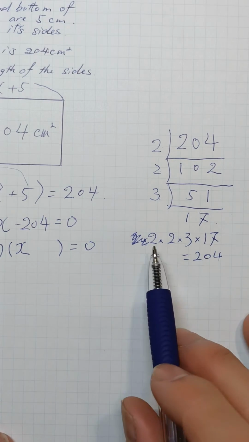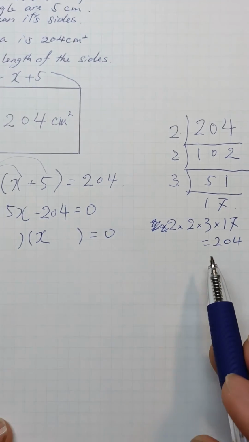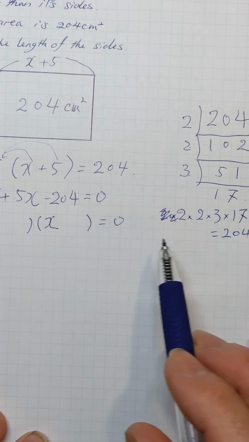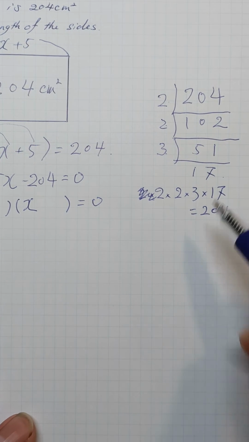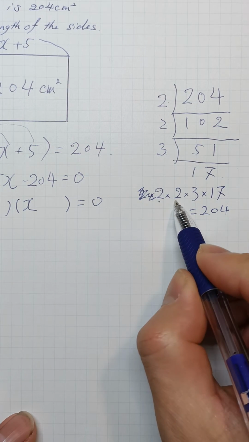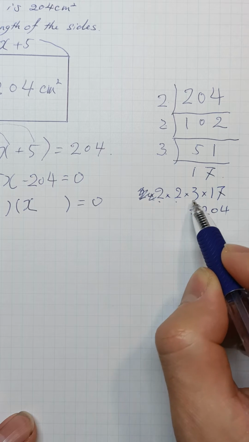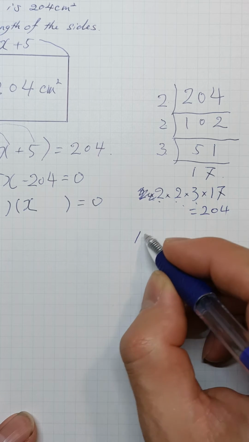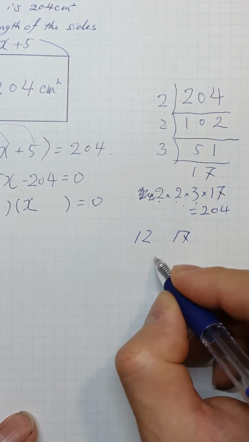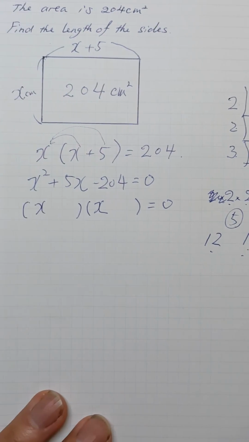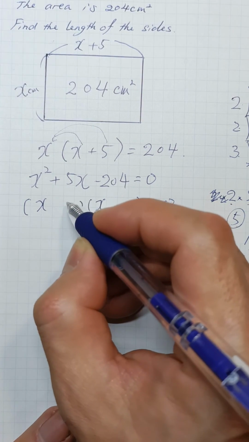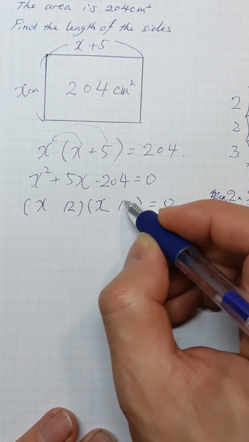Then you just try to make a combination so that the difference between the two numbers becomes 5. So 2 times 2 is 4, and 4 times 3 is 12. Look at 12 and 17: the difference is 5, isn't it? Right? Which means the numbers are going to be 12 and 17.